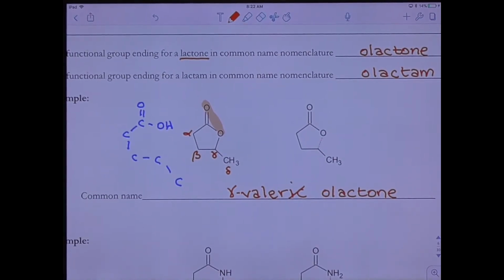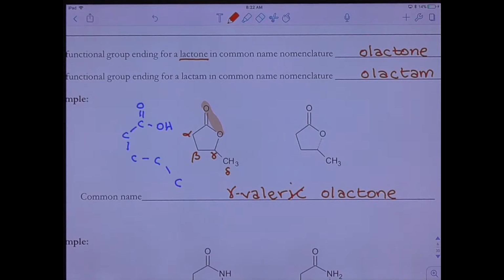You're going to see this, by the way, when you talk about penicillin, for instance, in pharmacology, and they talk about how it has a strained beta-lactam ring. And it fits that into the category of pharmaceuticals or antibiotics known as the beta-lactams.